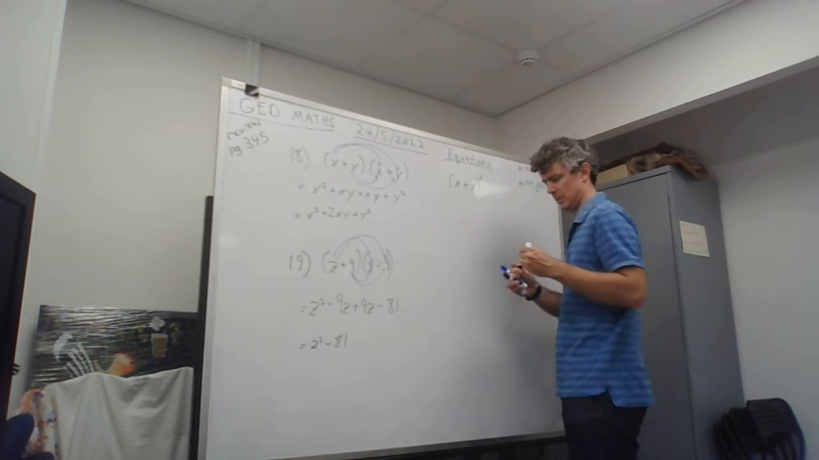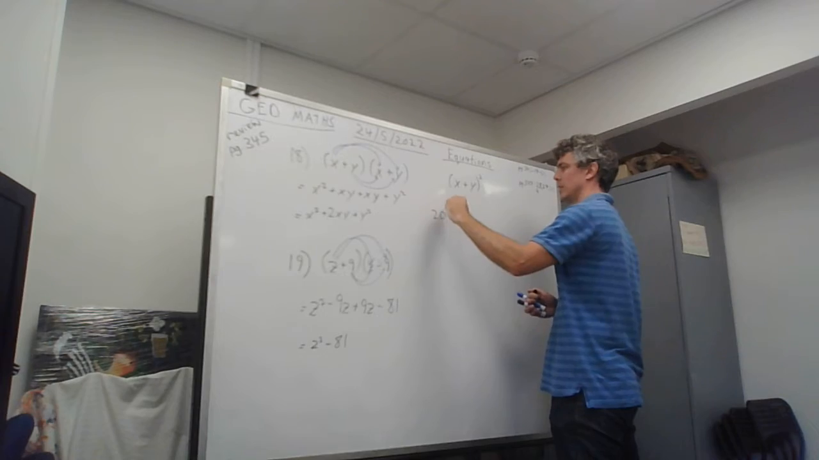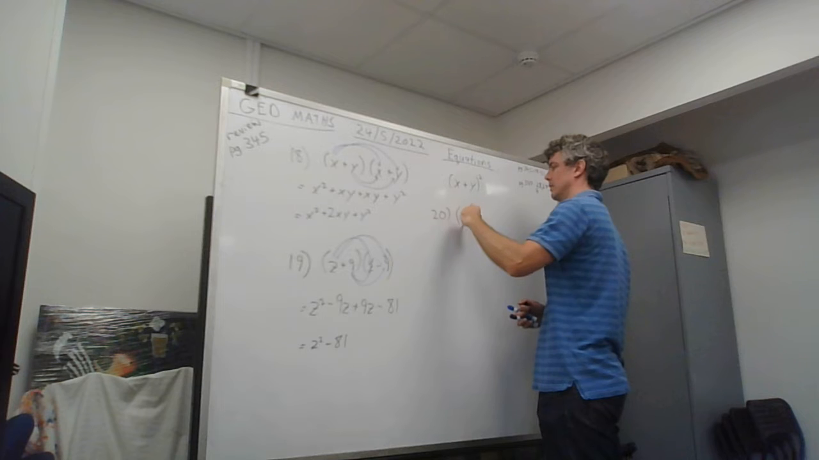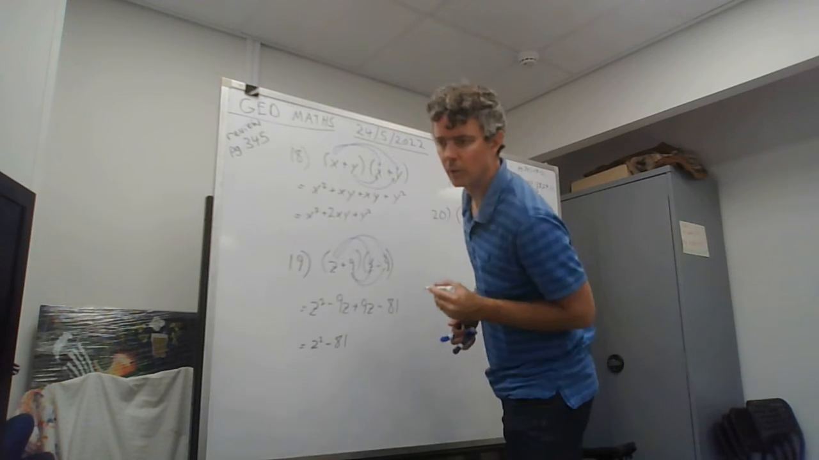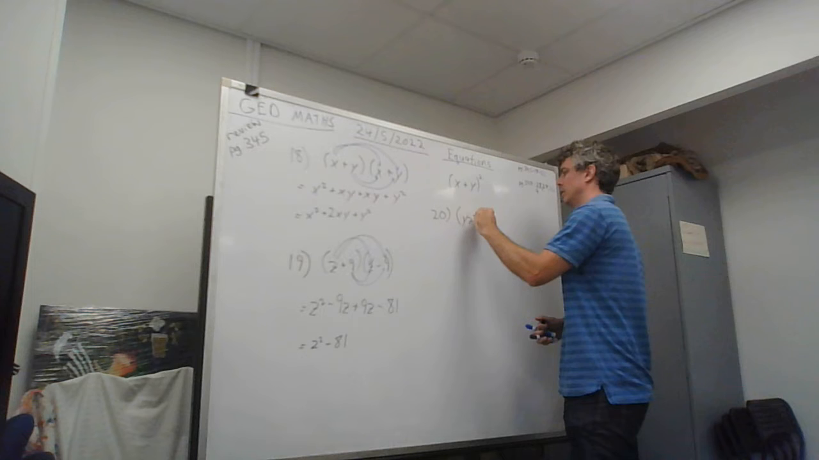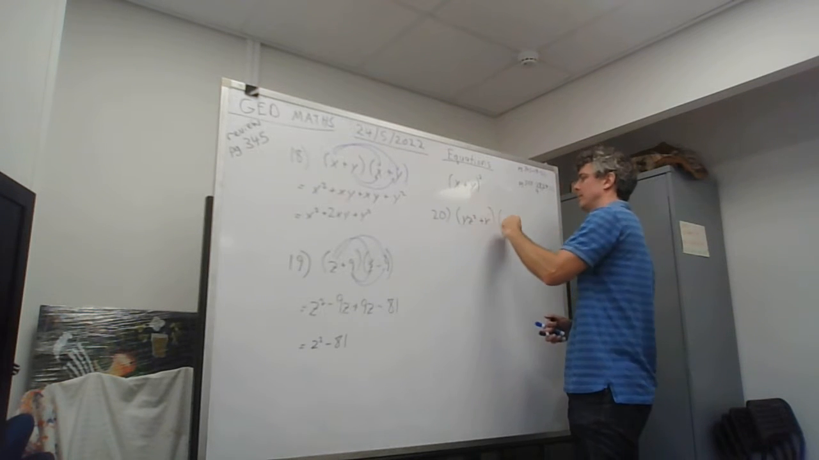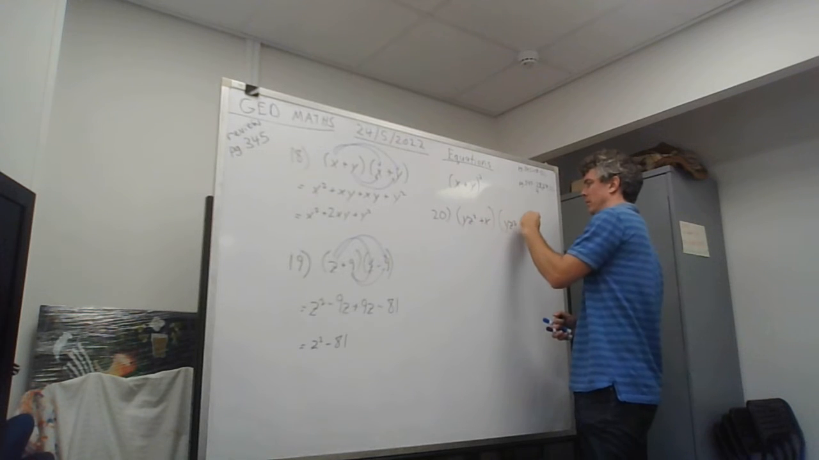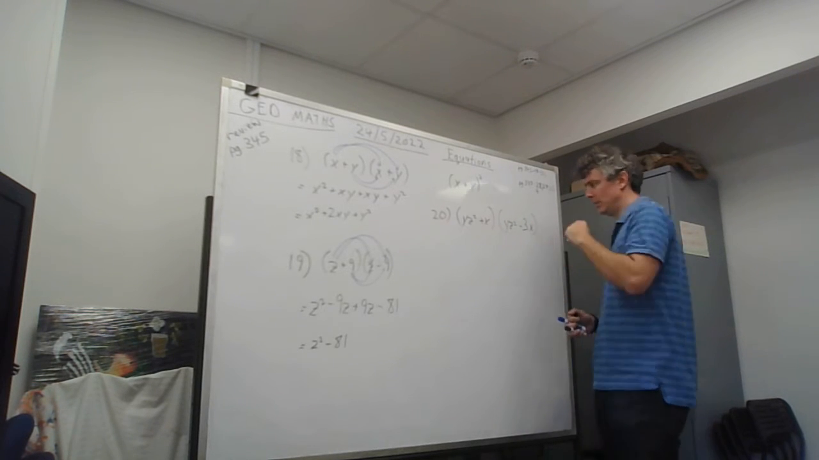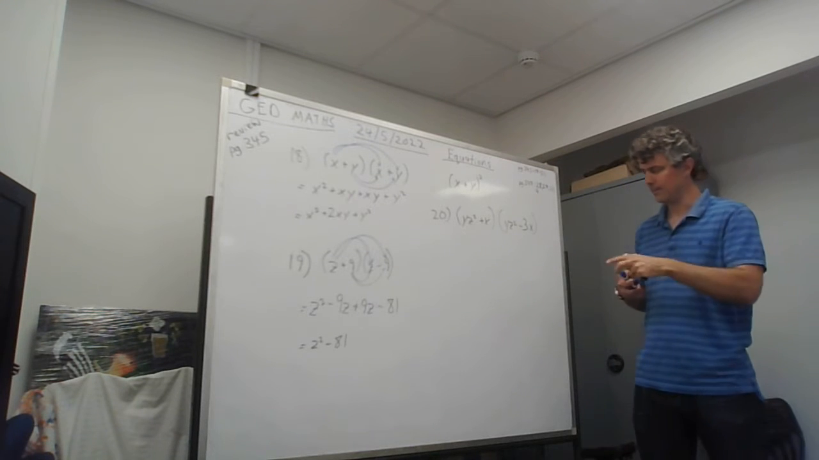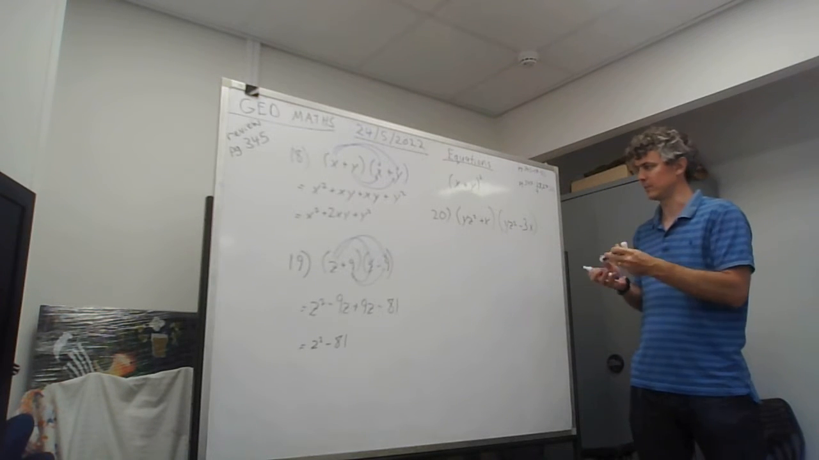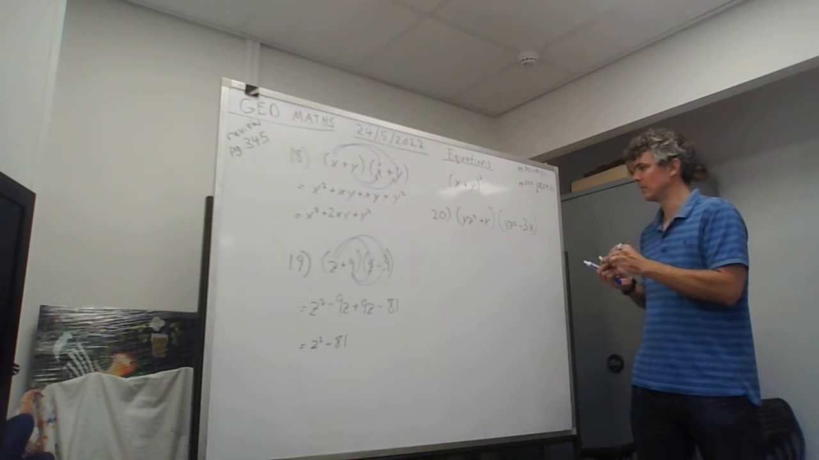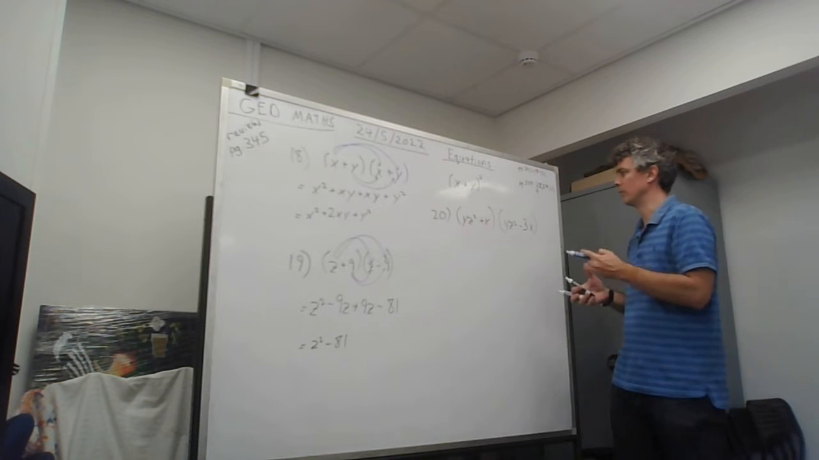So let's see here. I'll do number 20. What's number 20? A bit more complex. yz squared plus x times yz squared minus 3x. Okay, same idea. Lines, just consistent here. So we do this one first.